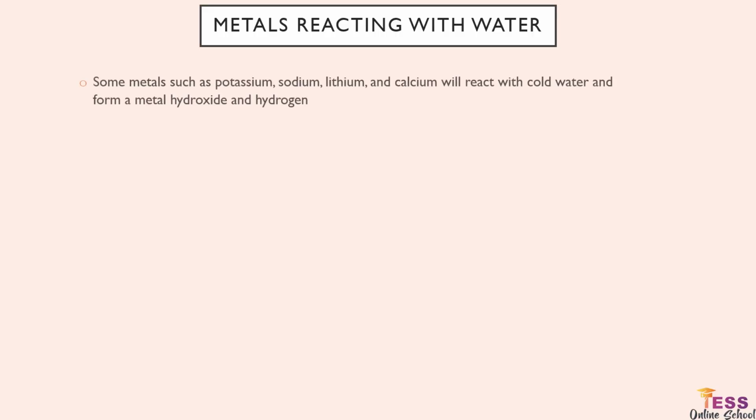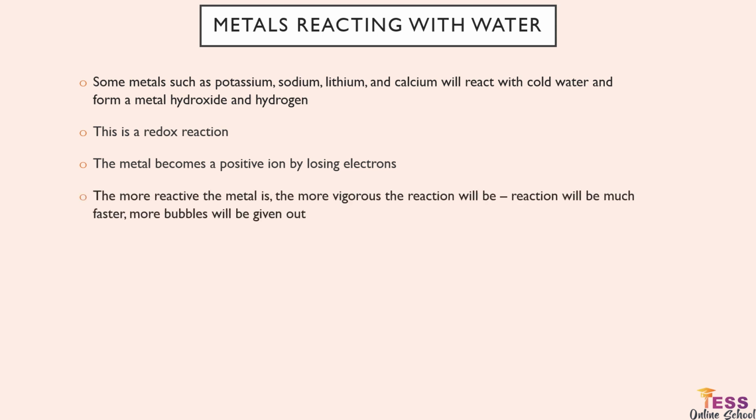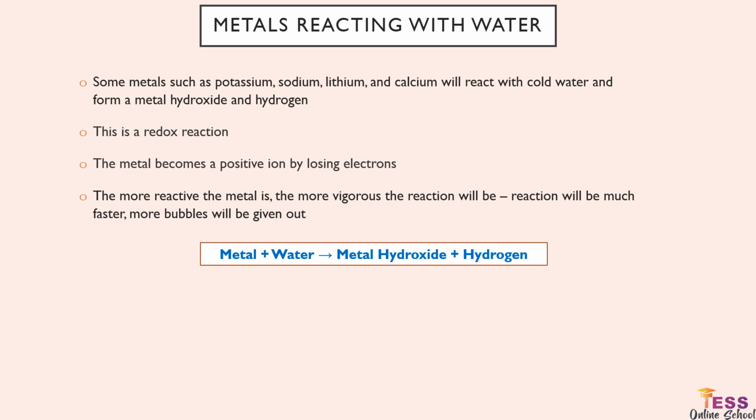Now let's see how metals react with water. Some metals such as potassium, sodium, lithium and calcium will react with cold water and form a metal hydroxide and hydrogen. This is a redox reaction. The metal becomes positive ions by losing electrons. The more reactive the metal is, the more vigorous the reaction will be. Therefore, the reactions will be much faster and more bubbles will be given out. A general equation of this is metal plus water produces metal hydroxide and hydrogen.